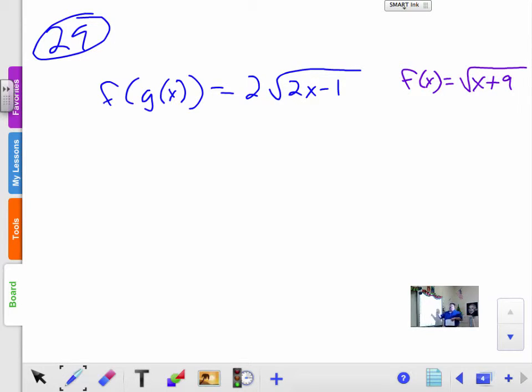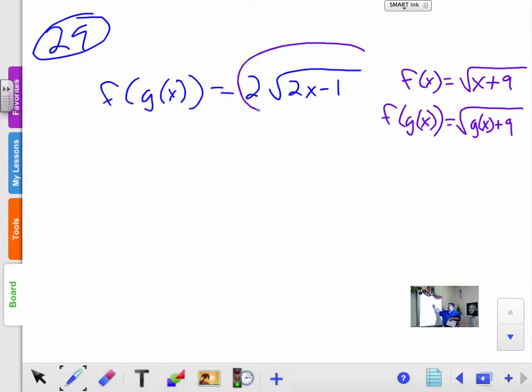So if this is f of g of x, then I would go from f of x, and wherever there's an x, I would plug in g of x. Like that, right? And then when I would do that, it should look like this. Does that make sense? And they give us some options.